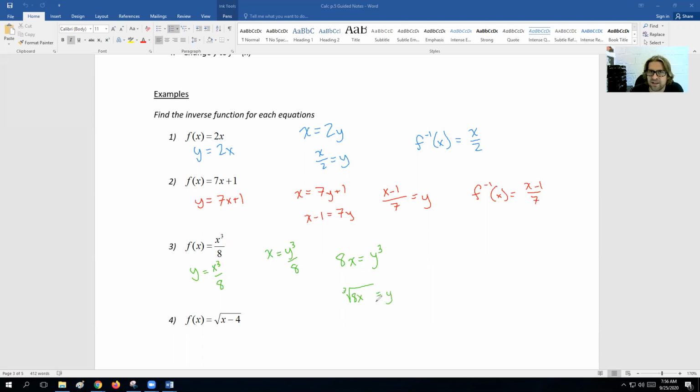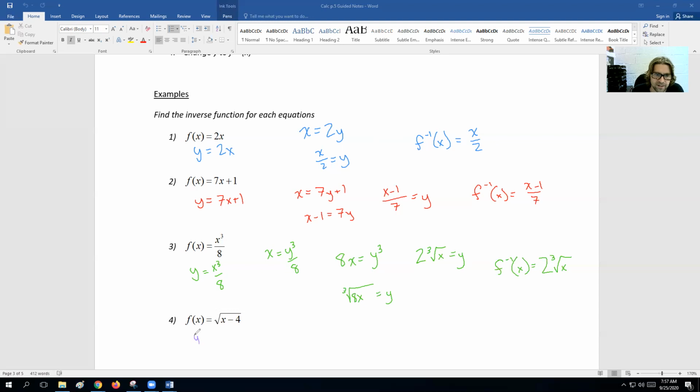Now, if you just leave it like that, it's fine. Technically, we can split this up. The cube root of 8 is 2. So I'm going to make it a little fancy. I'm going to say 2 times the cube root of x equals y. Or final version, the inverse function of x equals 2 times the cube root of x. We were doing good so far. If you ever have trouble, just pause the video, go back and try to see where your mistake was made.